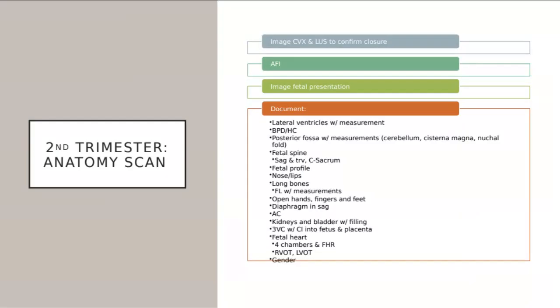We're also going to be looking at the long bones, particularly the femur length. So we need to be doing a femur length measurement. We know that that femur needs to be going horizontally across our screen. We're going to be measuring our anterior leg, and we want to make sure that we are measuring from end to end of that femur.